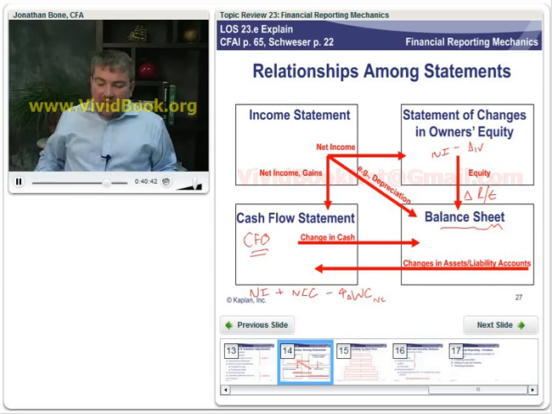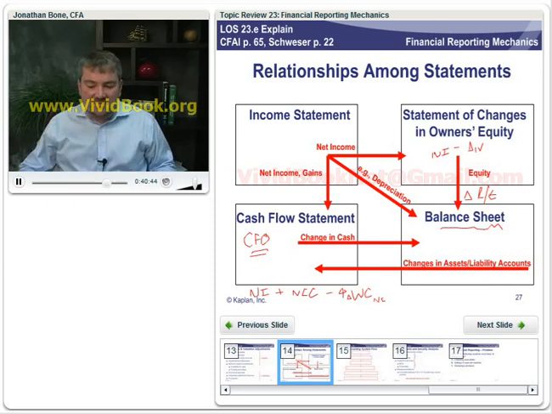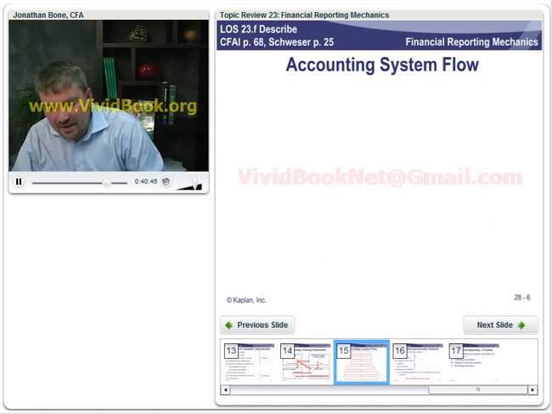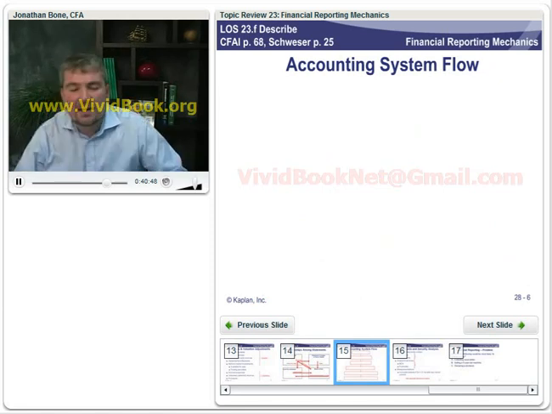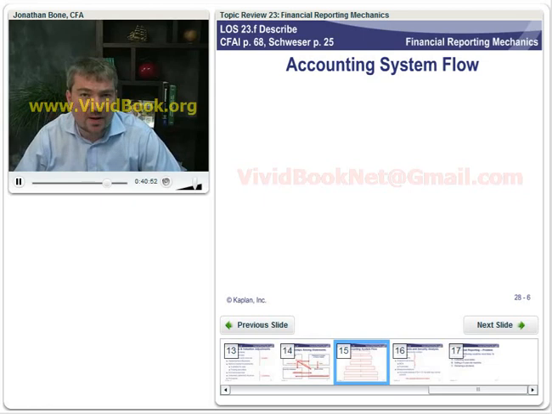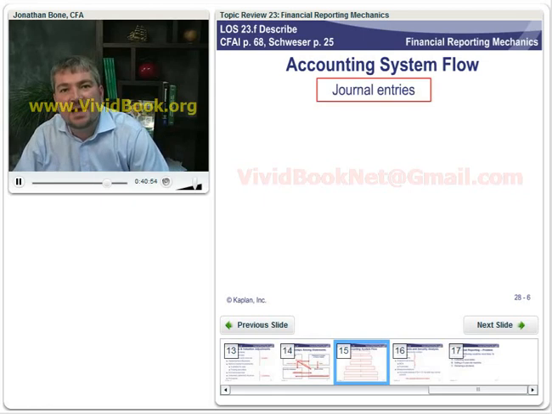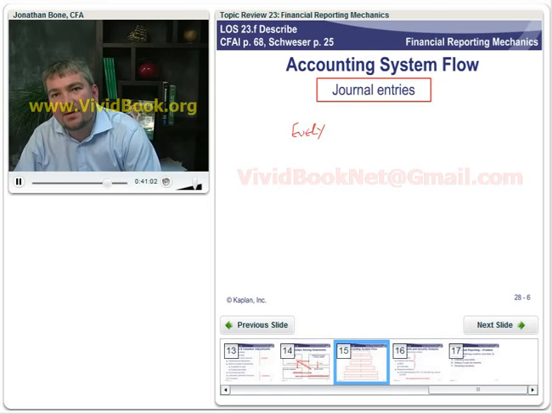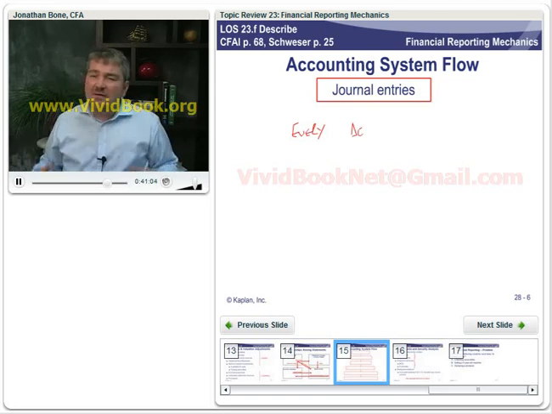So our next LOS asks us the accounting system flow. So first of all, every time the company has a transaction, it puts them through its journal book, a book of journals. This just includes every debit, and that should be DR, every debit and every credit. All the debits and credits for every transaction.